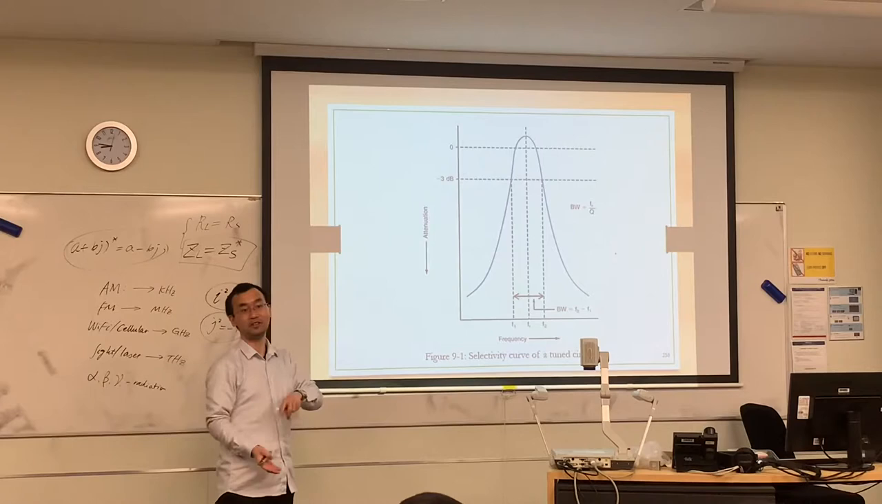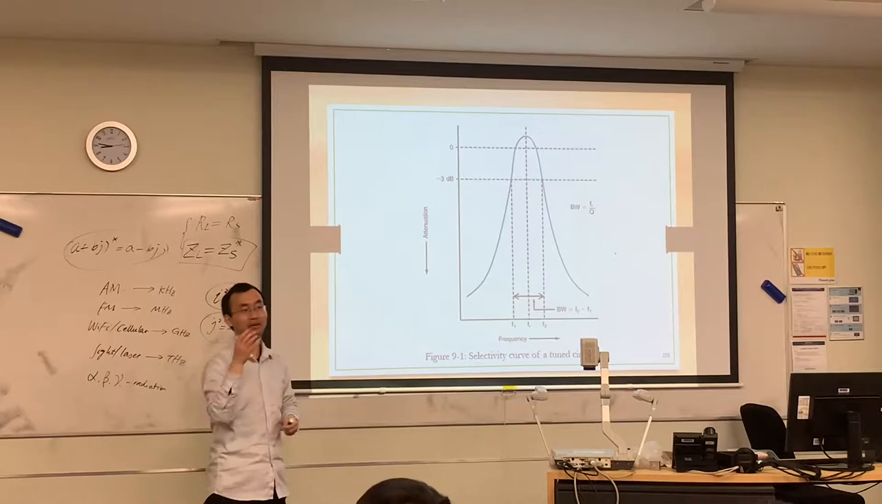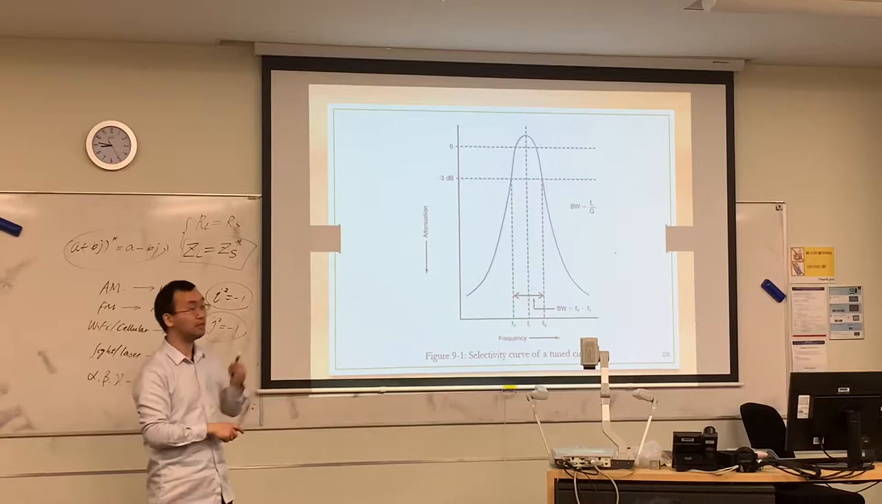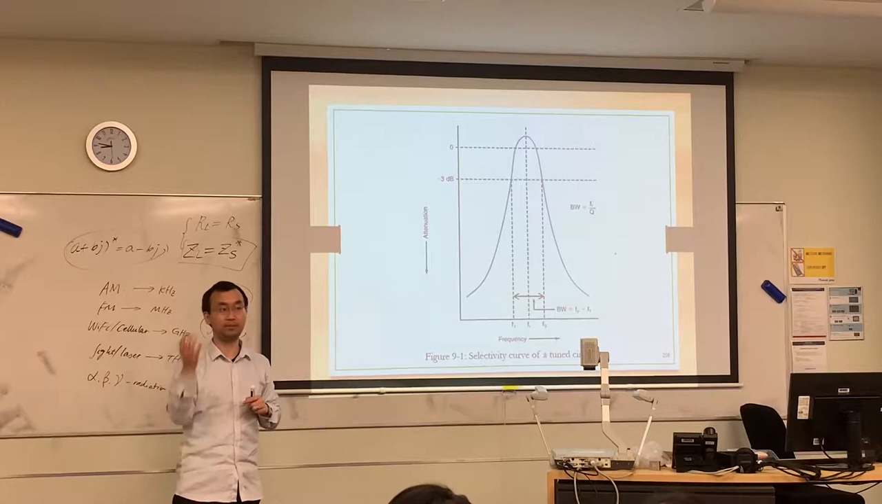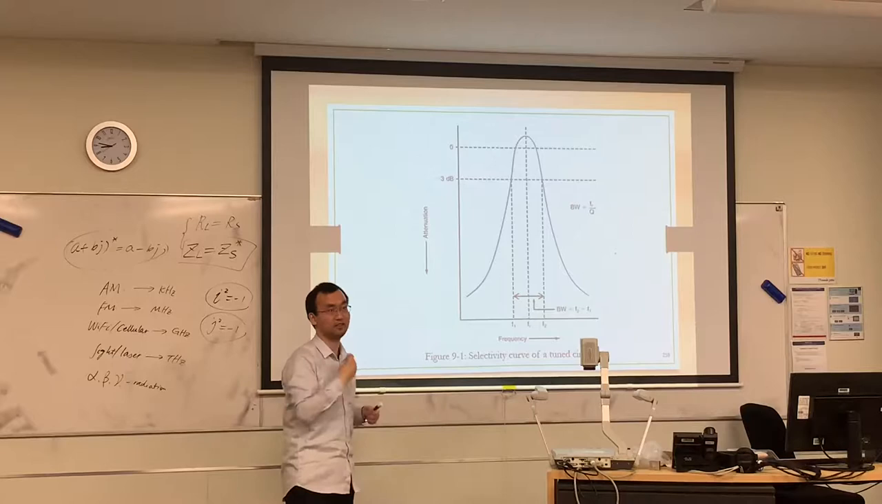Minus 6 dB is another half, which means one quarter, right? So every minus 3 dB takes half. Minus 9 dB is 1 over 8, right? So that's why for communication systems, we usually look at minus 3 dB. Minus 3 dB means half of the peak power. It's considered acceptable, which means if the signal is half of the peak value, it's still acceptable. Below that, it's not acceptable. So that's why we look at the bandwidth.